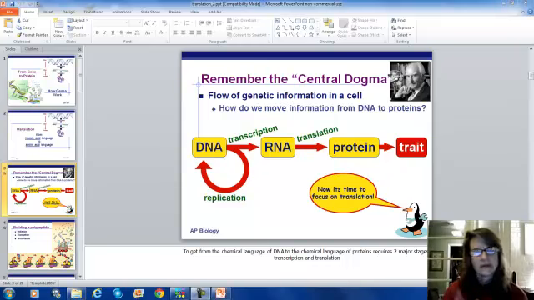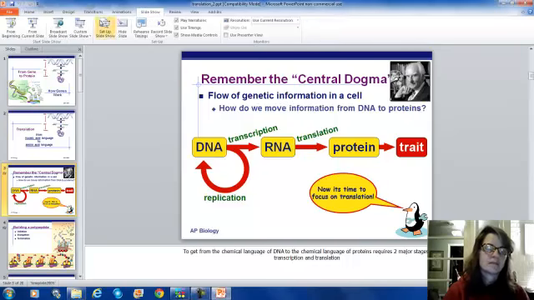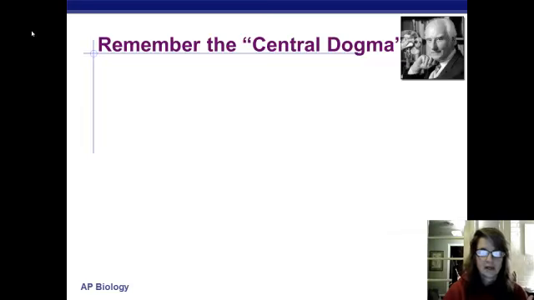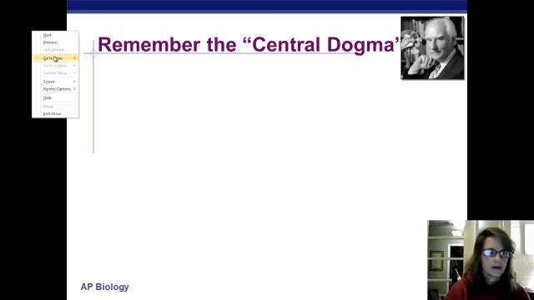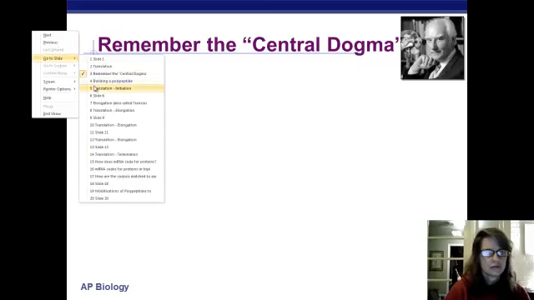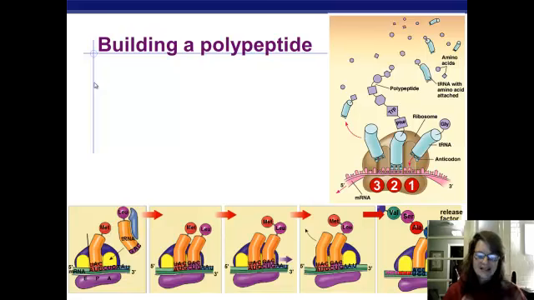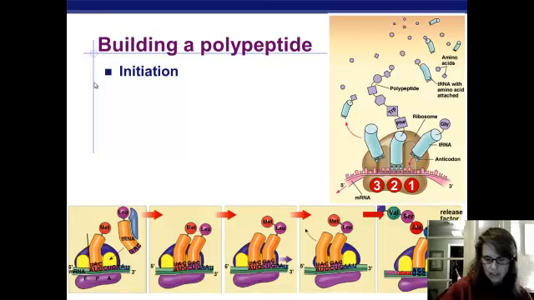All right, in the last podcast, we introduced you to all the parts of translation, of actually building the protein. What we're going to do this time is actually build the protein, okay? We're going to look at exactly how all those parts, the ribosome, the tRNA, the mRNA, come together and bring those amino acids into position to become a protein.